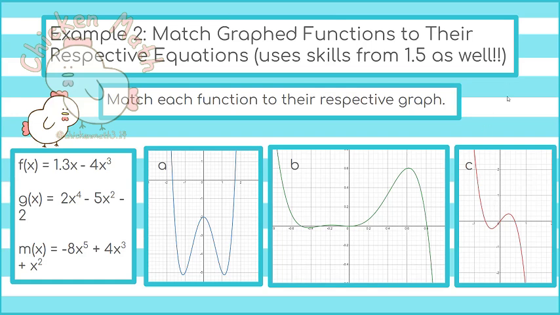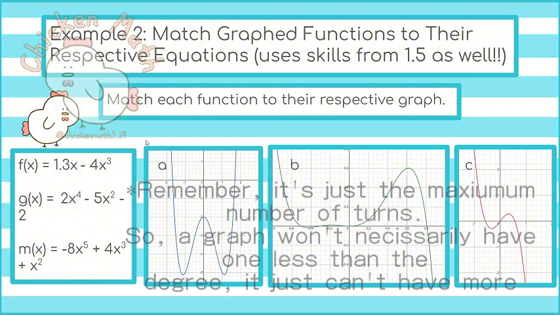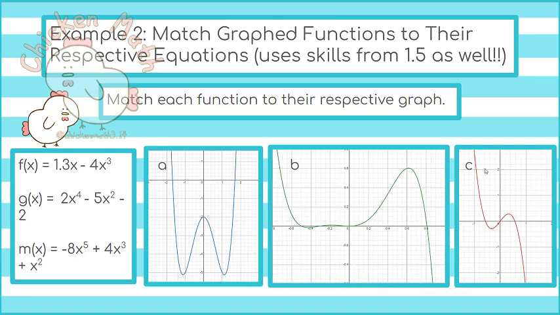Then how will we be able to figure out which one is which? Well, we can look at the highest degree, which is 3, subtract 1 from that, and we are able to find how many curves the graph has. So we can see that 3 minus 1 is 2, and so the graph would have 2 turns.